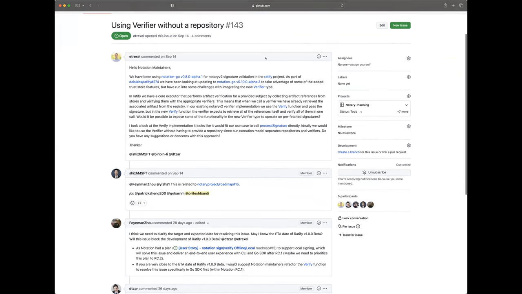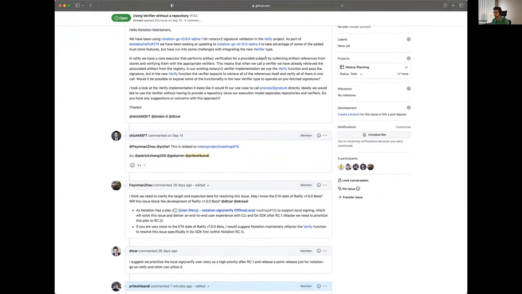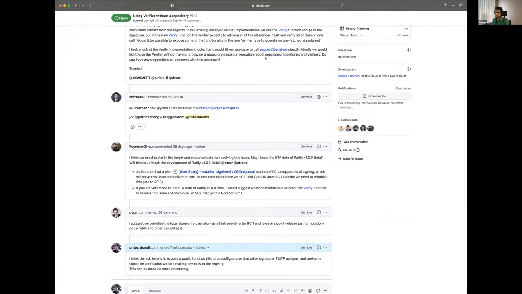Yes, I think I agree there, but we just need a small refactoring and a public function out there, which takes a signature, trust, or trust policy as an endpoint, performs verification, and then talks to the registry. Is that the ask? Yes, I think if we provide a quick implementation, that is what you just mentioned, to expose a public function for the notation Go library to take signatures, I think we can do it. It's a small refactoring. We can put it in RC1 and go ahead with that.